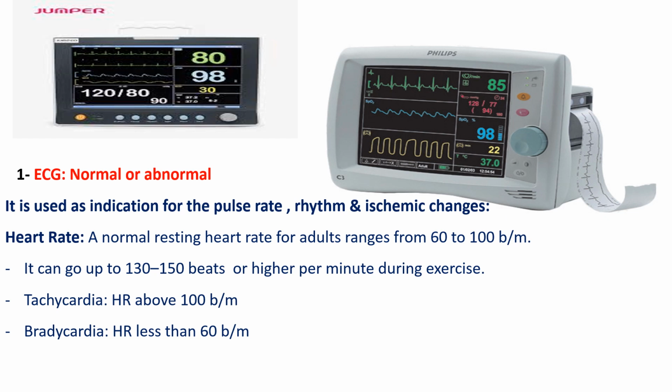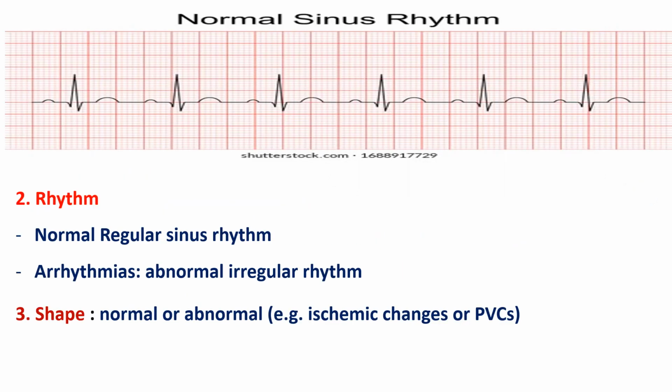Tachycardia. This means heart rate more than 100 beats per minute. Bradycardia means heart rate less than 60.